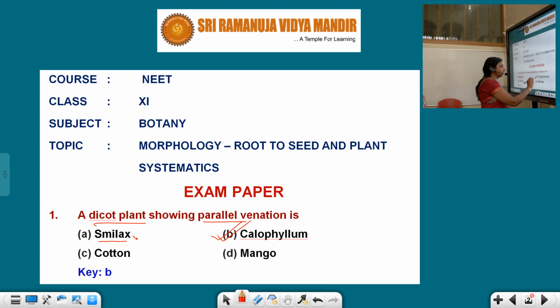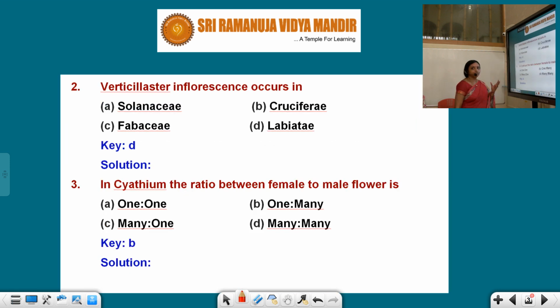Now let's see the next question. Verticillaster inflorescence occurs in. It is from the inflorescence chapter. Verticil means false whorl. A whorl-like structure which is formed on the axil of the leaf. On the axil of the leaf, what happens? Two leaves are present opposite to each other on the node, opposite type of phyllotaxy. And there, in which family can we see verticillaster inflorescence? In Lamiaceae, or Labiatae. Examples of Labiatae are Ocimum sanctum and Leucas aspera. So the answer here is D.